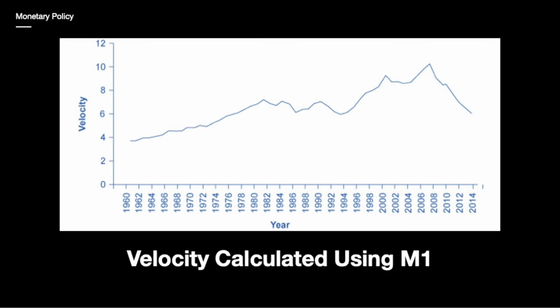Velocity calculated using M1. Velocity is the nominal GDP divided by the money supply for a given year. We can calculate different measures of velocity by using different measures of the money supply. Velocity is calculated by using M1 money supply. It has lacked a steady trend since the 1980s, instead bouncing up and down.